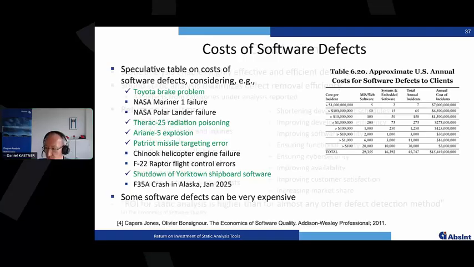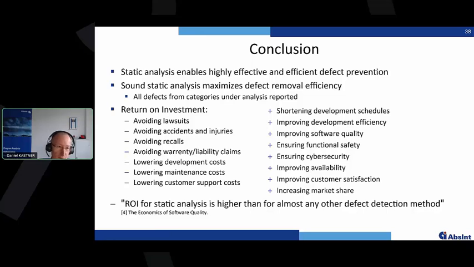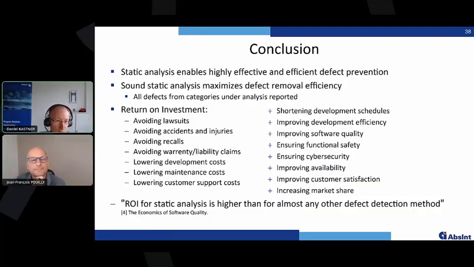Okay, so then I'm already at the end of basically my slide presentation. Just a brief conclusion. So I hope I could convince you that static analysis enables defect prevention and does it in an effective and efficient way. And if you then even use abstract interpretation, the sound version of static analysis, then you can really maximize defect removal efficiency because you can prove essentially that you have gotten rid of all these defects. So the return on investment is actually quite a lot.